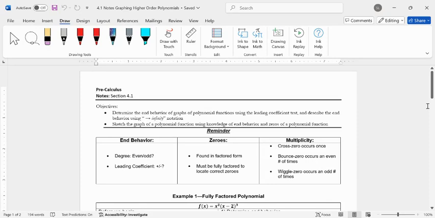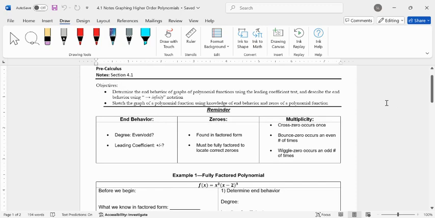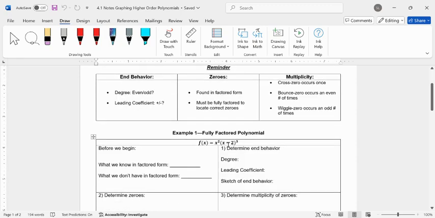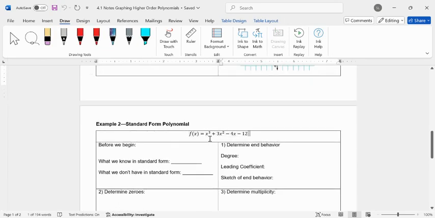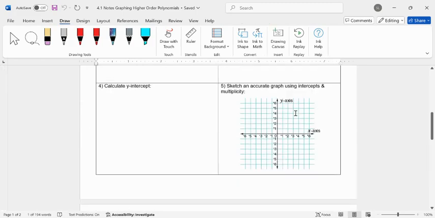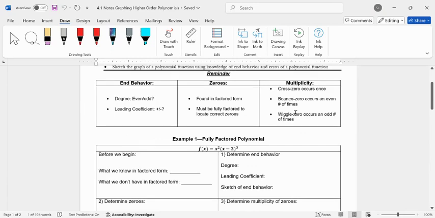All right, guys, we're going to do some notes on 4.1 here. So in 4.1, we're going to graph polynomial functions. We're going to start with factored form. So you can see here there's a factored form one. And then next page we'll do not factored, where we factor it first and then we graph. It becomes basically the same problem as the first one.